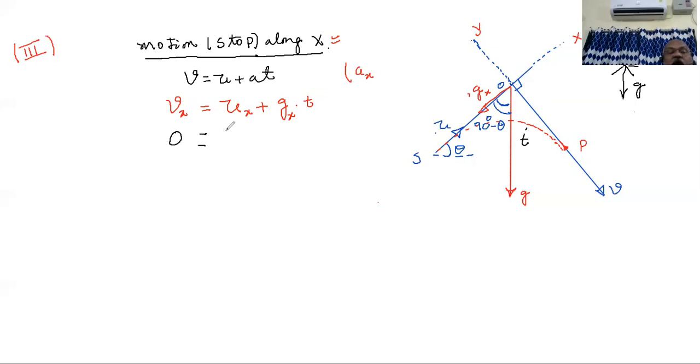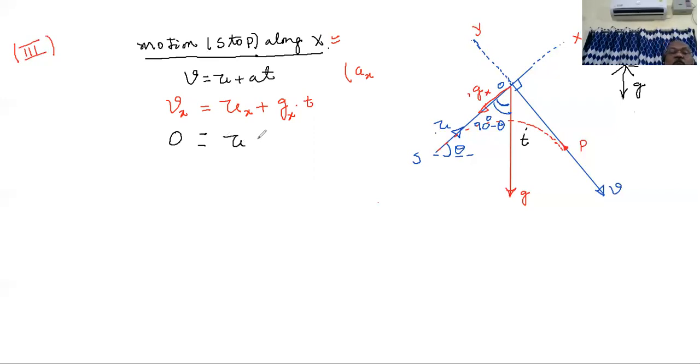Now come down to Ux. Ux means the initial velocity's x component. We know the initial velocity is perfectly along the x-axis. So its x component must be itself, the full u. So in place of Ux, we are writing u.